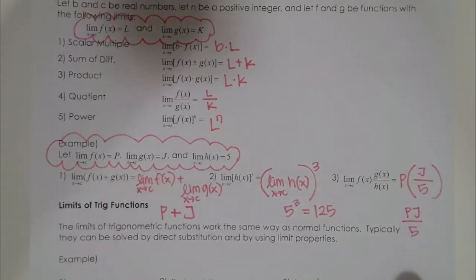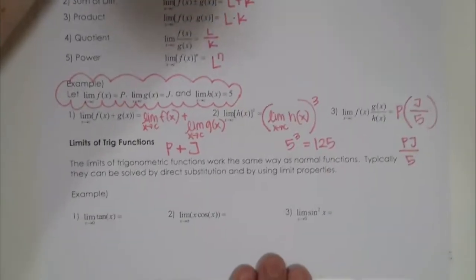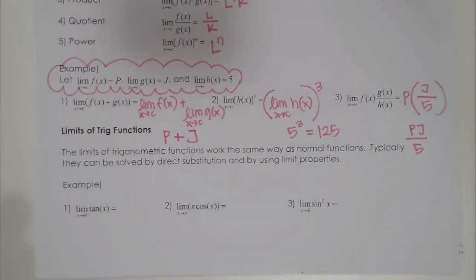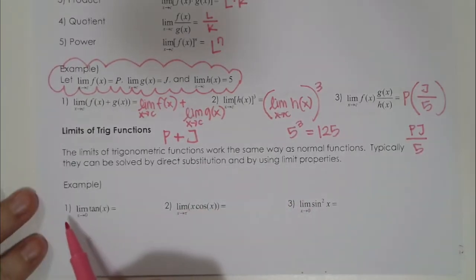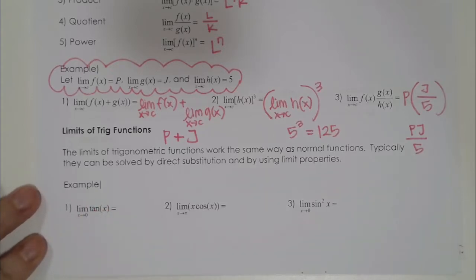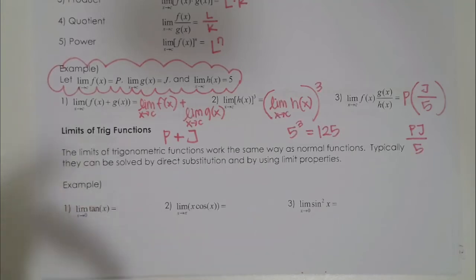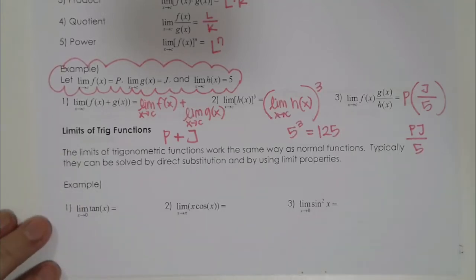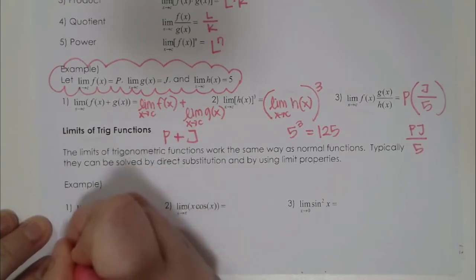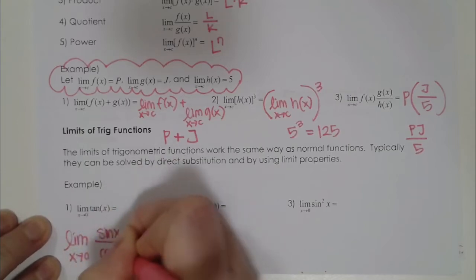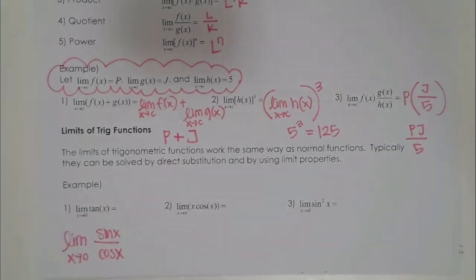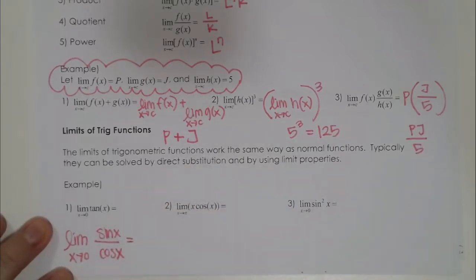Limits of trig functions. The limits of trig functions work the same way as normal functions. Typically they can be solved with direct substitution and limit properties. So let's try just substitution. This first limit as x approaches 0 for tangent x. I highly recommend to change tangent into its sine and cosine ratio. So the limit as x approaches 0 for sine of x over cosine of x. That's going to make a lot more sense in our head than trying to go straight for tangent, because we know the values for sine and cosine a little bit easier.